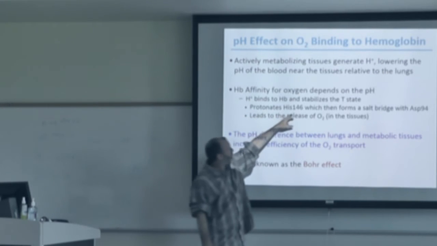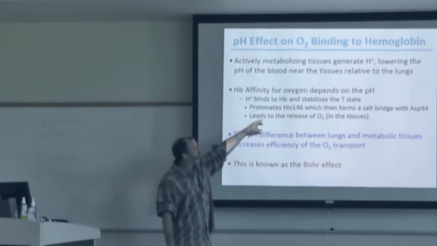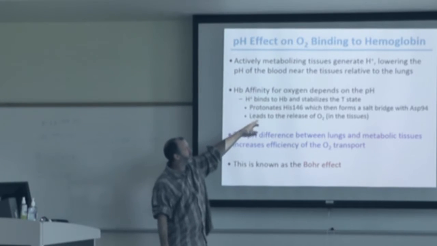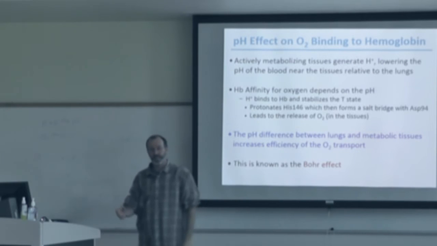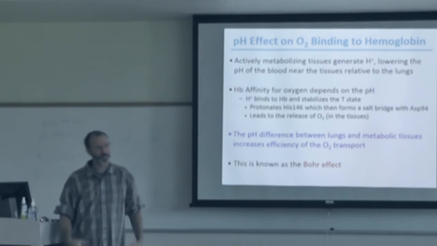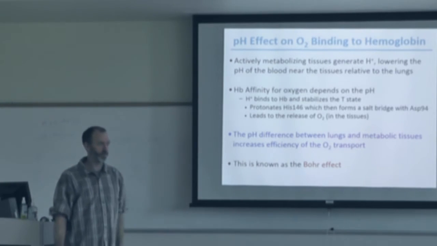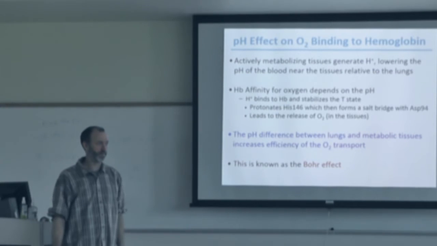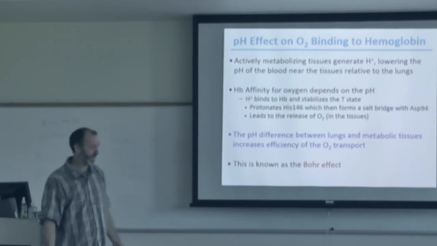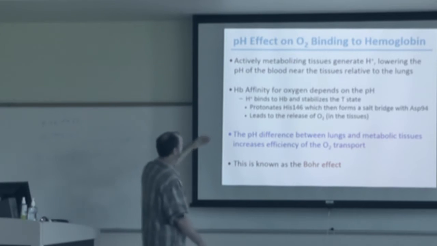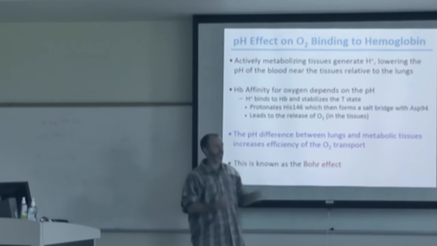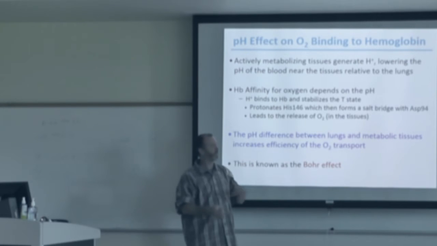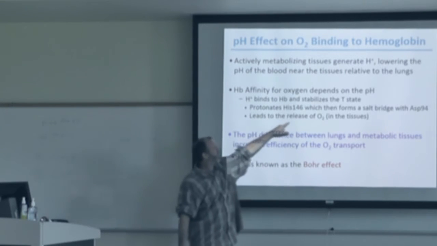It protonates histidine 146, which then forms a salt bridge with aspartic acid 94 and leads to the release of oxygen in the tissue. So just the fact that you have metabolism going on, due to the fact that we're alive, right, you generate a higher concentration of hydrogen ions. It protonates this histidine, which changes that overall shape, leading to that release.